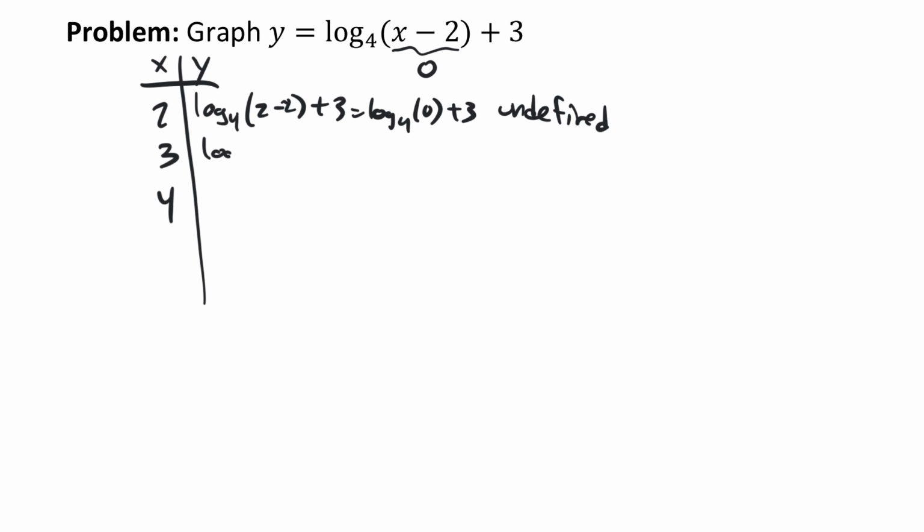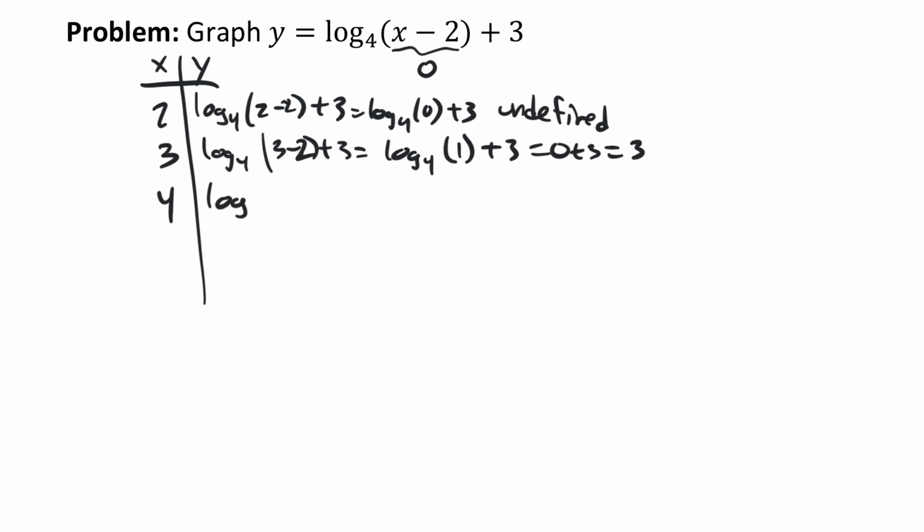When we do 3, we get log base 4 of 3 minus 2 plus 3, which is log base 4 of 1. Now, whenever you have log of 1, you always get 0, so this is 0 plus 3, so 3. Now, if I try to do 4, 4 minus 2 plus 3, it's going to be log base 4 of 2. That's not really nice. I think I need to go up a little higher. So let's not do that.